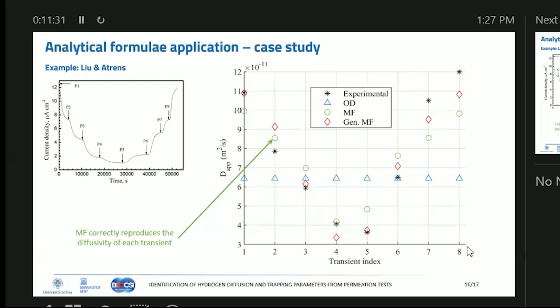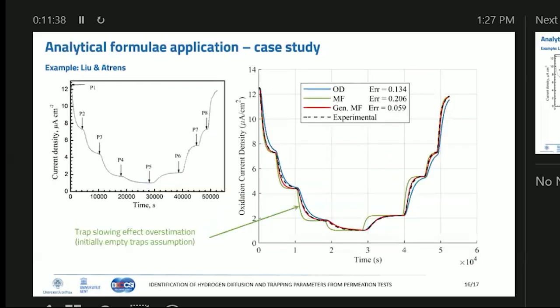But what about the curve? As I said before, this assumes initial hydrogen-free concentration. So actually, in the real simulation, most of the hydrogen traps are filled. We are in the saturable trap regime. So this formula overestimates the trap slowing effect. If I use the parameters that come from this formula and simulate, I get that my simulation is faster, because the formula does overestimate this value here.